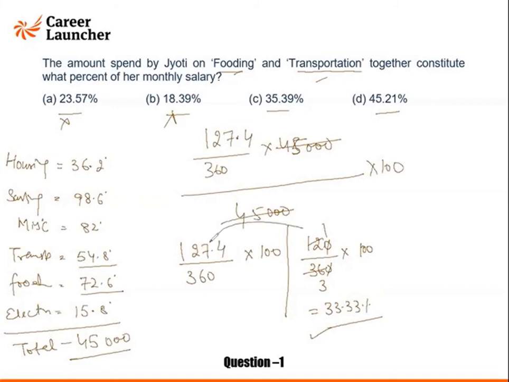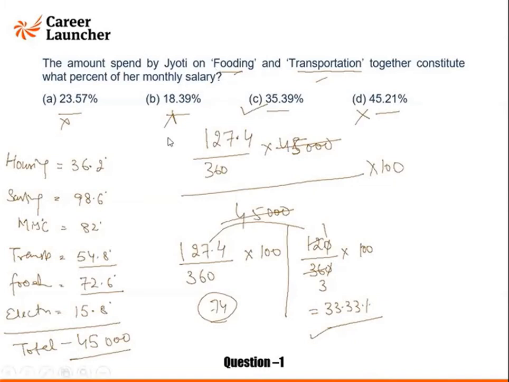And the gap is not very much. The gap is of only 7.4. So it will not make such a big difference that it will reach 45. So this will also be out. So the only option that we are left with is C, and that is 35.39%. Is it clear, guys? Okay, so let's move to question number 2.